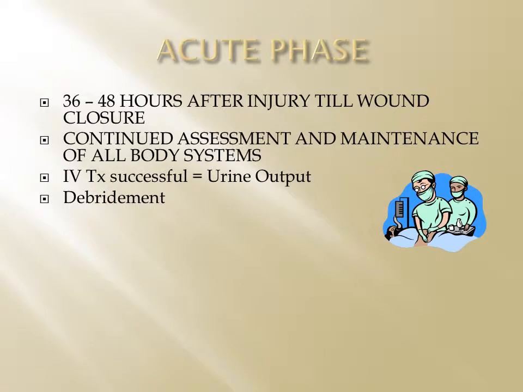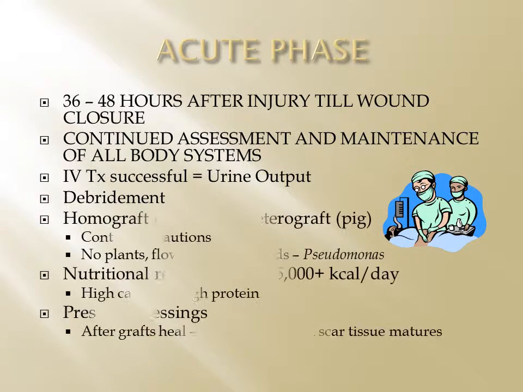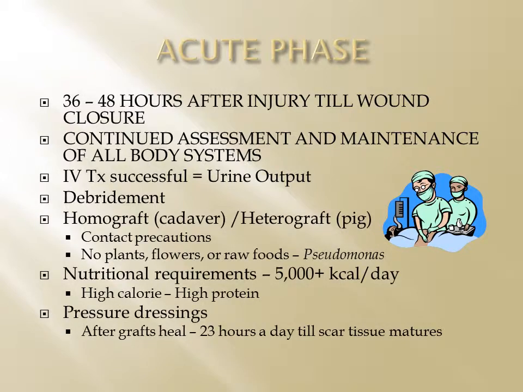The acute phase occurs 36 to 48 hours after the injury until the wound is closed. There will be a continued assessment and maintenance of all body systems. If IV treatment is successful, you want to monitor output. You will check for debridement, and you will continue to care for the grafting site, provide nutritional requirements, and apply pressure dressings per protocol if ordered.